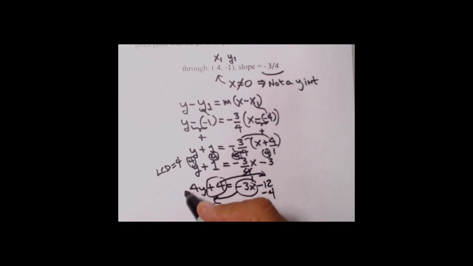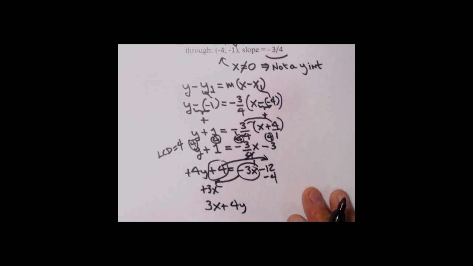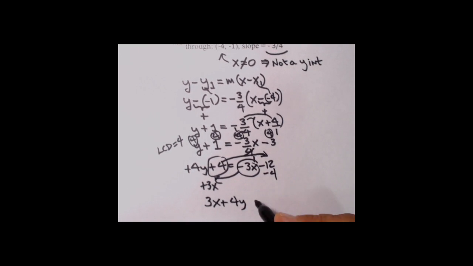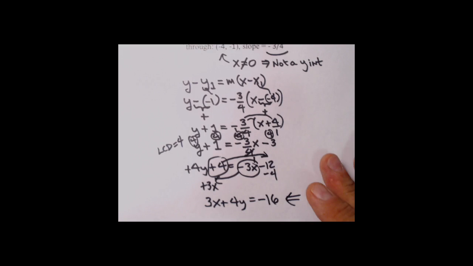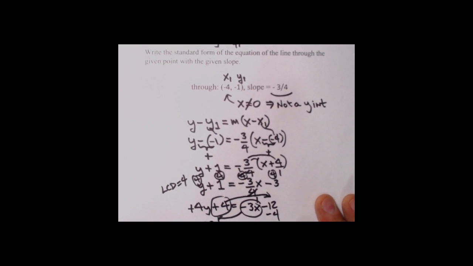Well, this is officially a plus 4y here. So I can write this, if I want to keep it in alphabetical order, 3x, you can put the plus in front or leave it off, plus 4y, okay, 3x plus 4y equals, what do we got here, -16. Now, this is what we want in standard form, x and y on the left, and the plain number on the right. Now let's go back and look at this from the top again here.